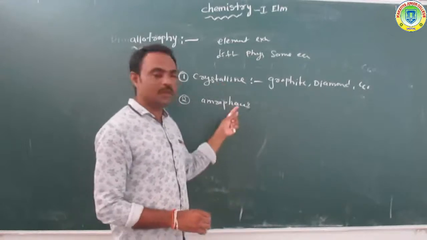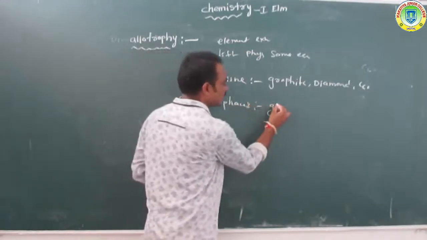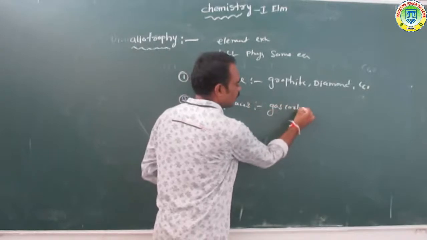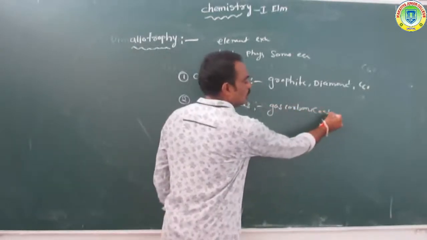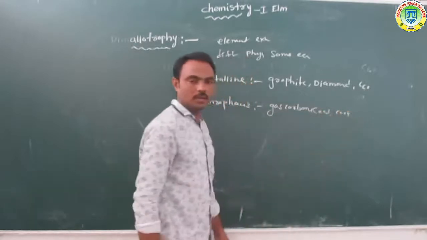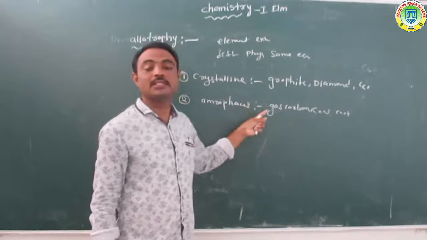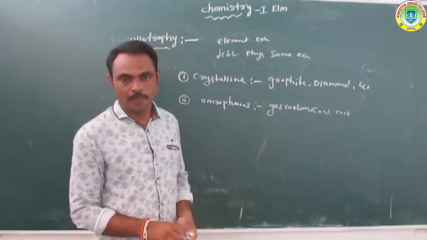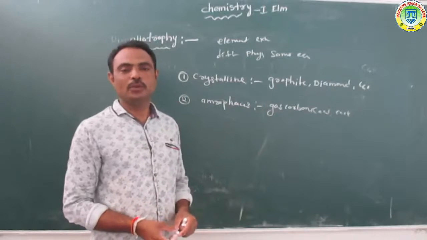What is the amorphous allotropy of carbon? So overall, gas carbon, coal, coke, these are all some of the best examples of amorphous allotropy of carbon. Okay, it is very important from the exam point of view.